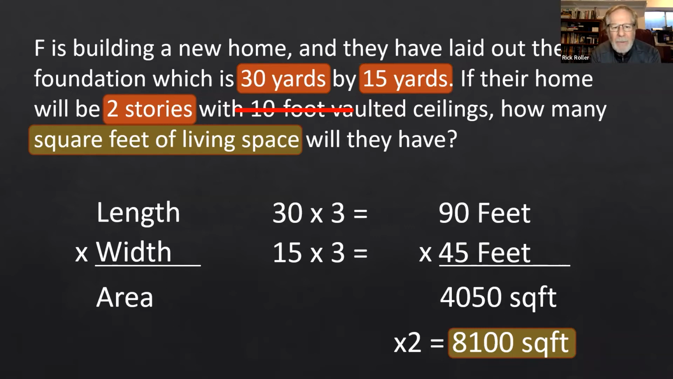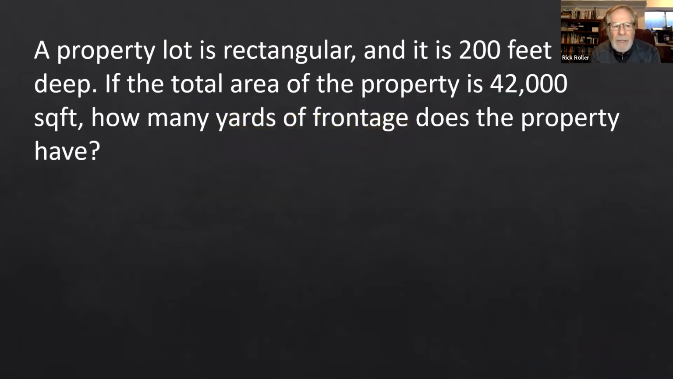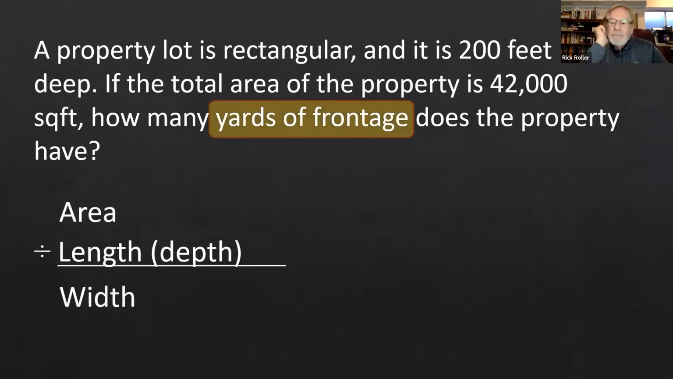Okay, let's look at another one of these. Now here's a lot, and the lot's rectangular, meaning it's not entirely square, but it's square-ish. It's 200 feet deep, meaning from the front to the back is 200 feet, and the total area of the property is 42,000 square feet. How many yards of frontage does the property have? These devious exam writers, this is kind of a flip-flop of the other one. We've got the feet, but they want to know the yards.